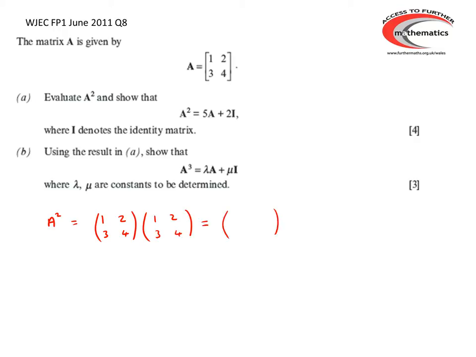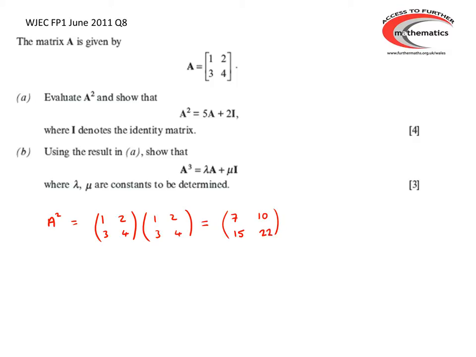So the first entry is going to be 1 times 1 plus 2 times 3, which is 7. The entry here is going to be 1 times 2 plus 2 times 4, so that's 2 plus 8, which is 10. The entry down here is going to be 3 times 1 plus 4 times 3, which is 15. And then the final entry, we've got 3 times 2 plus 4 times 4, so that's 6 plus 16, which is 22.